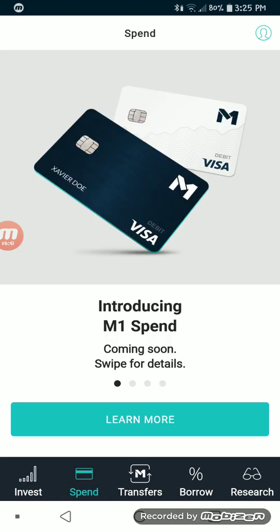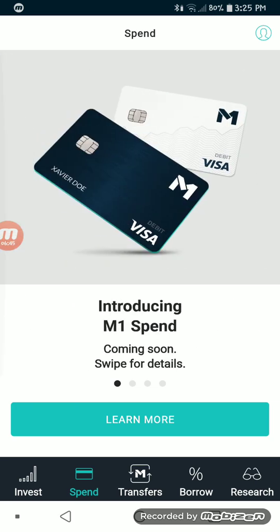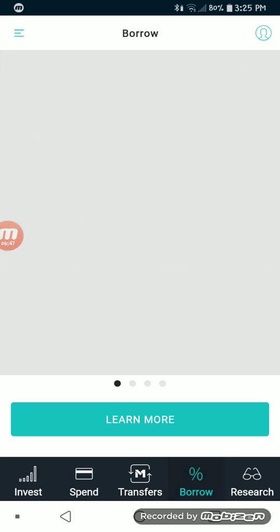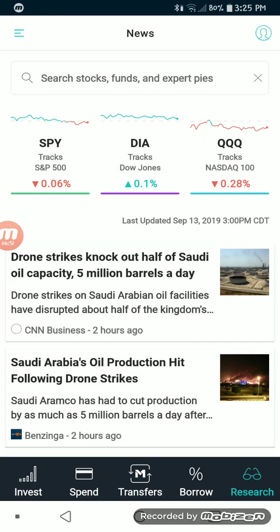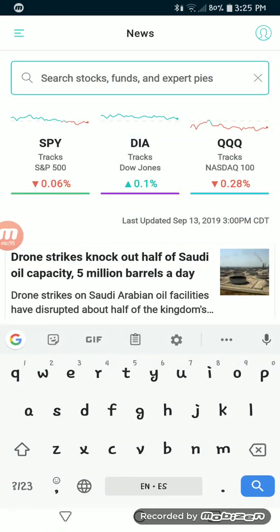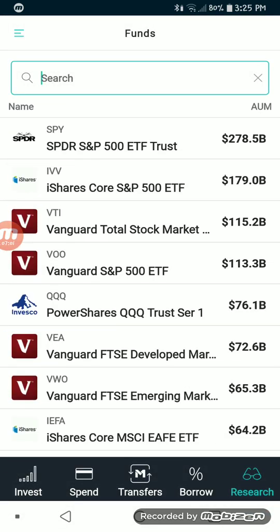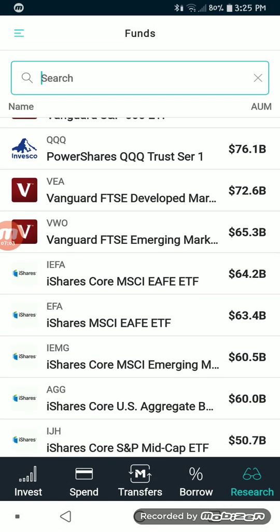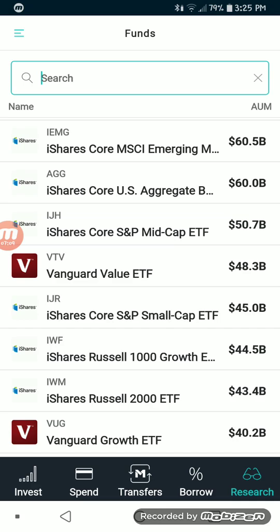So they have a spending feature that you can try. I don't know a lot about it yet. You can also borrow from M1 Finance. You can do your own research. And the really cool thing about this is they have some preset portfolios that you can do. So the funds right here, these are like ETFs that you can invest in that are very diversified, and you can just use any of these funds to use it as part of your portfolio.